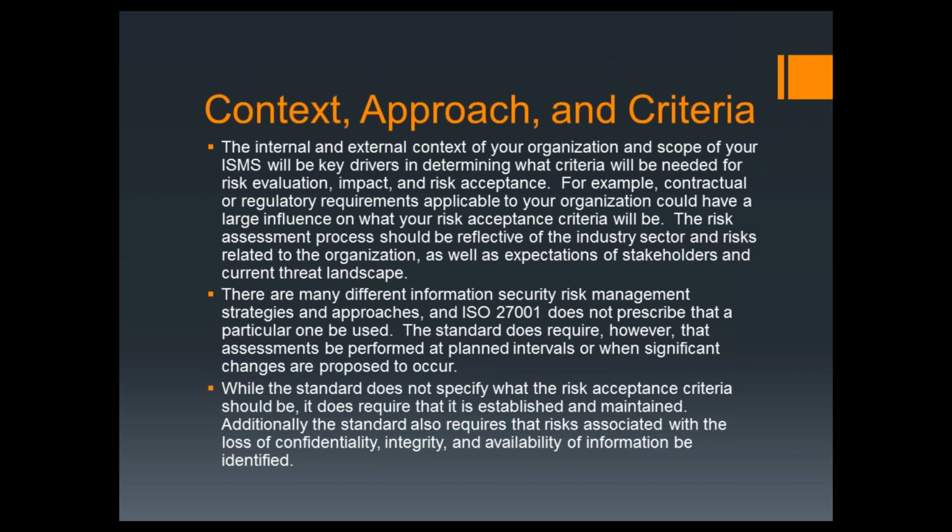Additionally, the standard also requires that risks associated with the loss of confidentiality, integrity, and availability of information be identified. So that's at the high level what we're looking at here for information security. We always go back to the CIA triad, so you want to keep that in mind. Confidentiality: only those people who need to see something can see it. Integrity: it should not be able to be changed or modified in any way except by authorized users. And then availability, which can hit on a lot of things, but basically, can you access this information when it's needed to be accessed?